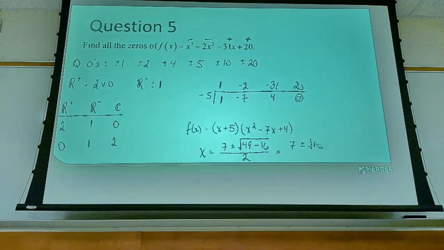Solutions, negative 5, 7 minus root 33 all over 2, 7 plus root 33 all over 2. There's the zeros. Do we have 1 negative and 2 positives? Yes. Root 33 is less than 7. So 7 minus a number less than 7 is positive.